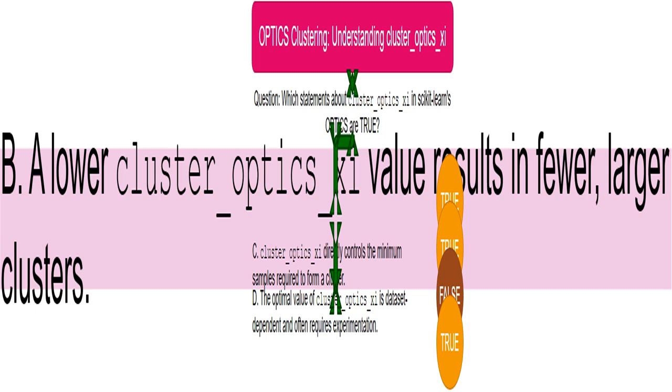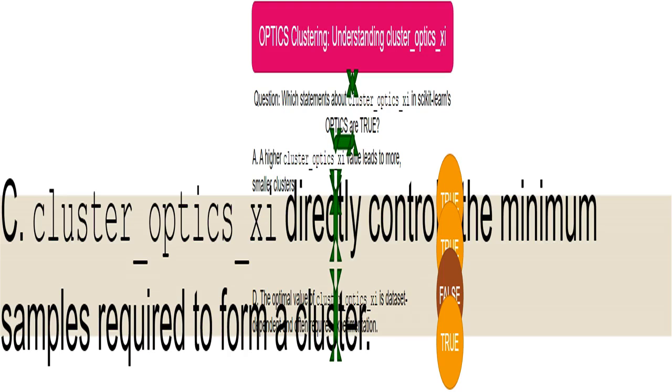Can you visualize this? Here, we are examining whether it directly dictates the minimum number of data points needed for a cluster. OPTICS doesn't directly use minimum cluster size as DBSCAN does. So the answer to this one is no, not directly. Let's think about it. What other factors might determine the minimum cluster size?